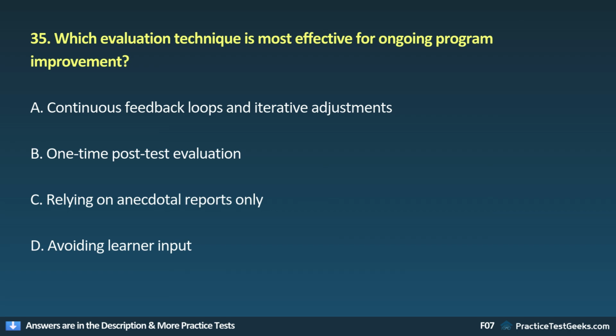35. Which evaluation technique is most effective for ongoing program improvement? A. Continuous feedback loops and iterative adjustments. B. One-time post-test evaluation. C. Relying on anecdotal reports only. D. Avoiding learner input.